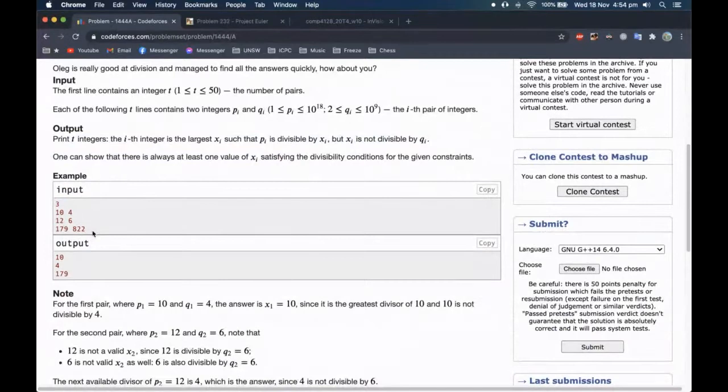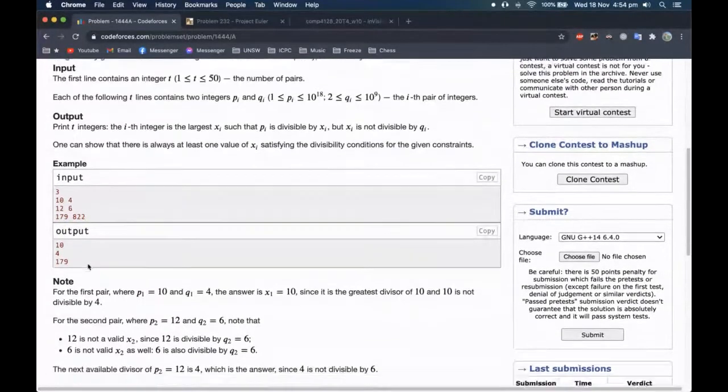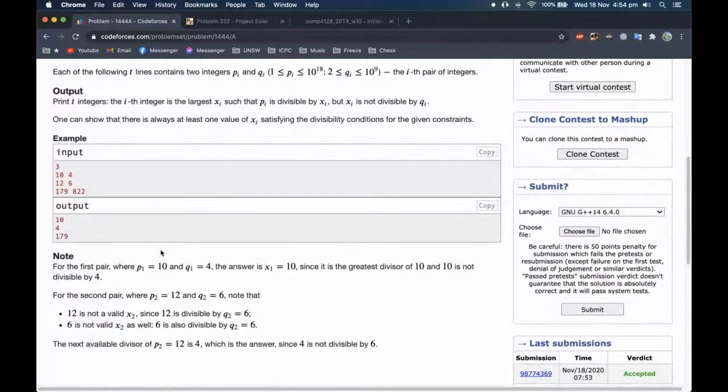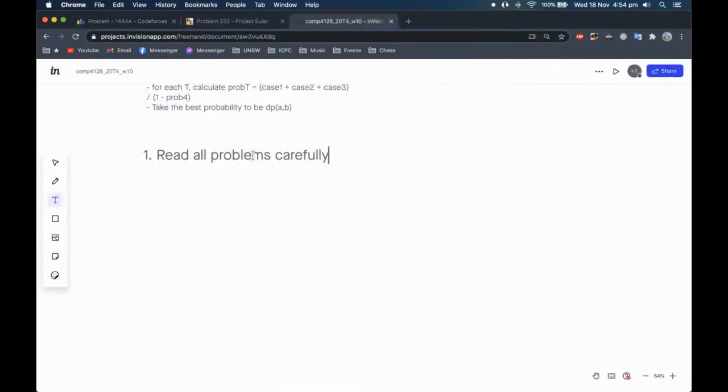Make sure you do the sample cases as well. And by doing the sample cases, I mean actually do them out by hand. Make sure you can confirm for yourselves that, yes, these sample cases make sense to you. That way, before you start the question, you're guaranteed that you fully understand the question. That's the first tip. Read all problems carefully.